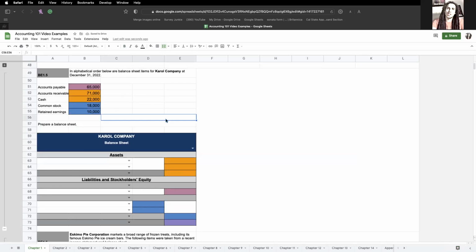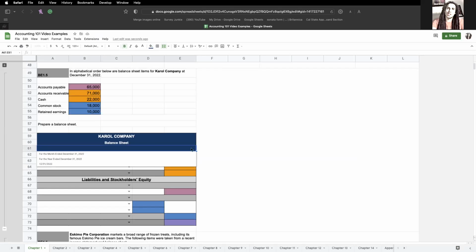In alphabetical order below are balance sheet items for Carroll Company at December 31st, 2022. For this problem, we will prepare a balance sheet. What a balance sheet is, it is also known as the statement of financial position, where we review a company's assets, the resources that they own, the liabilities, any obligations to third parties that they must pay, and stockholders' equity, which is the stockholders' ownership over the assets, their claims to assets.